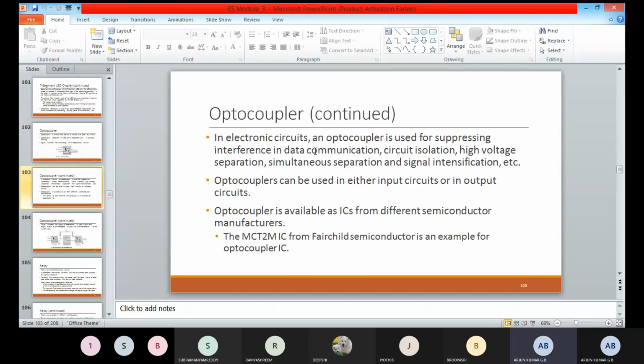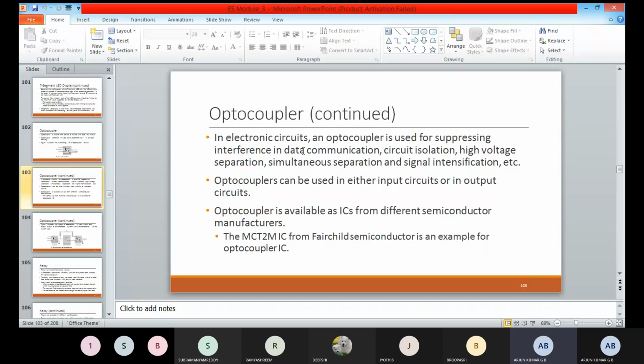In electronic circuits, an optocoupler is used for suppressing interference in data communication, circuit isolation, high voltage separation, and signal intensification. These devices can be used for reducing interference in data communication. If we use this optocoupler, we can avoid some of the interference during communication, in communication devices, and also use it for isolation.